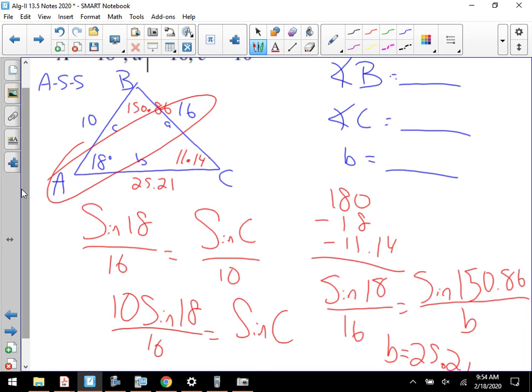Now, this problem, we started with what three values? We started with an angle and two sides, right? The way that the angles and the two sides were put up, though, showed it to be the side-side-angle, or ass, if you will. Don't roll your eyes at me. It's a funny joke.